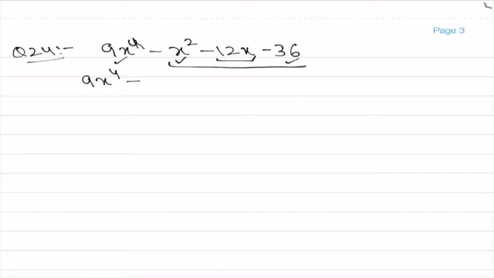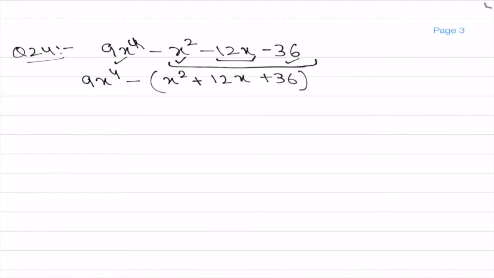Question number 24 I have picked up. 9x raised to power 4 minus x square minus 12x minus 36. Here 9x raised to the power 4, x square and 36 all are the perfect squares, but odd one is 12x. So what we will do here, 9x raised to the power 4 minus, we'll put these three terms in a bracket. So it becomes x square, again outside negative sign, signs will change, x square plus 12x plus 36.